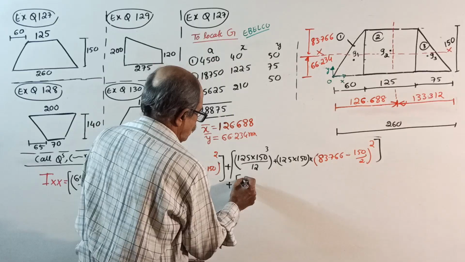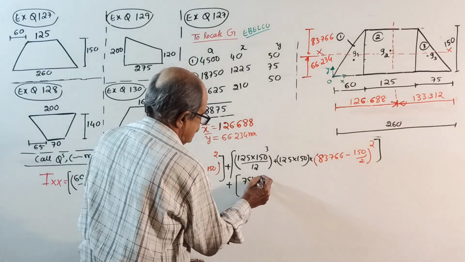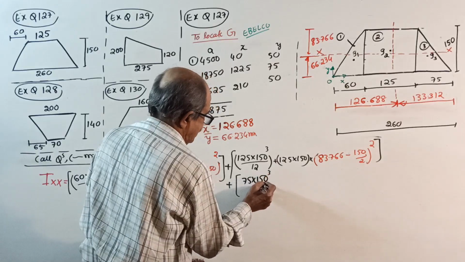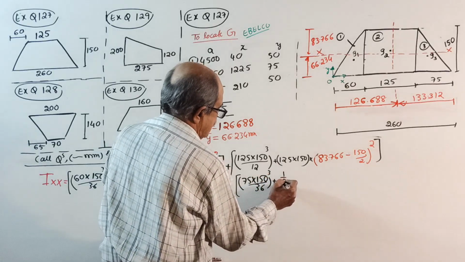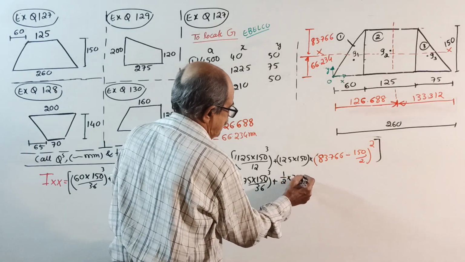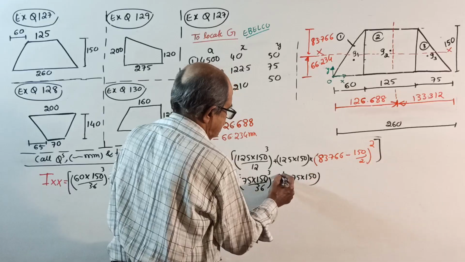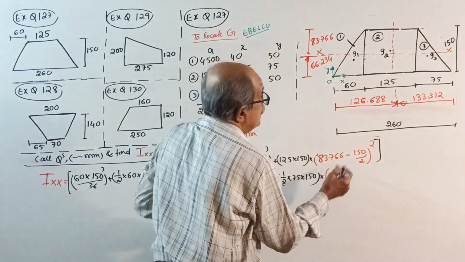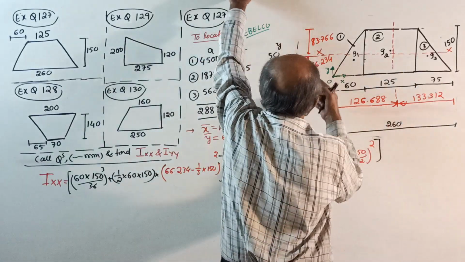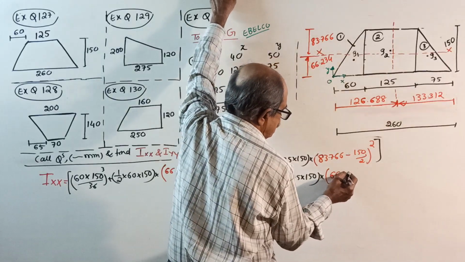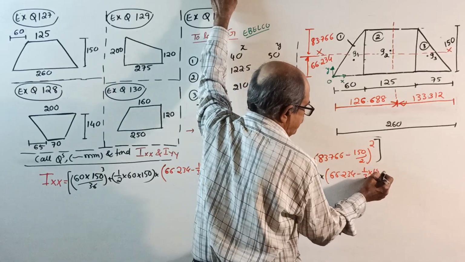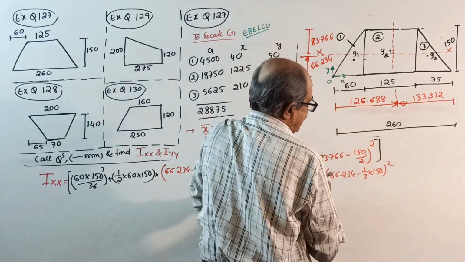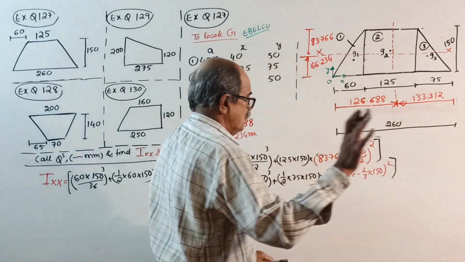75 into 150 cube by 36 Ig, plus area half into 75 into 150 is the area, into this distance square 66.234 minus 1/3 of 150 whole square. Okay, find Ixx. Answer is not required.